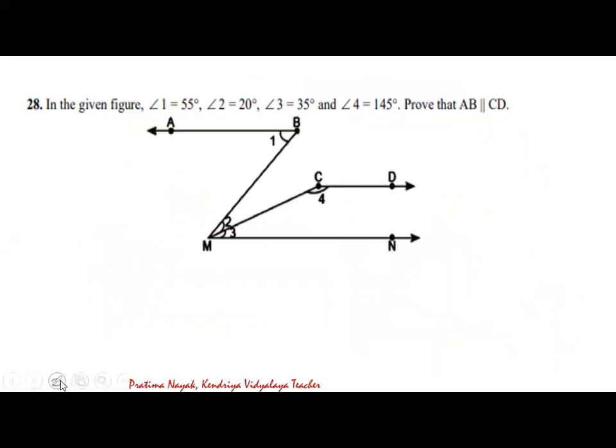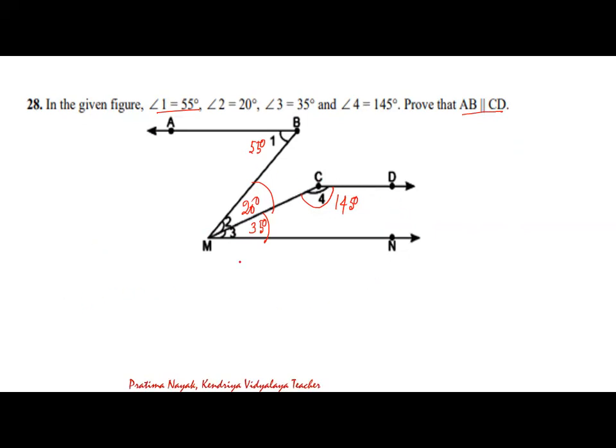Question number 28. In this given figure, angle 1 is 55 degrees, angle 2 is equal to 20 degrees, angle 3 is equal to 35 degrees, and angle 4 is 145 degrees. You have to prove that AB is parallel to CD.